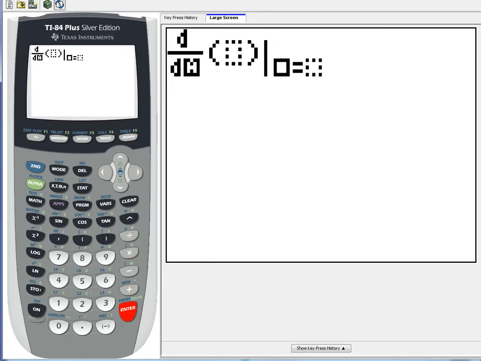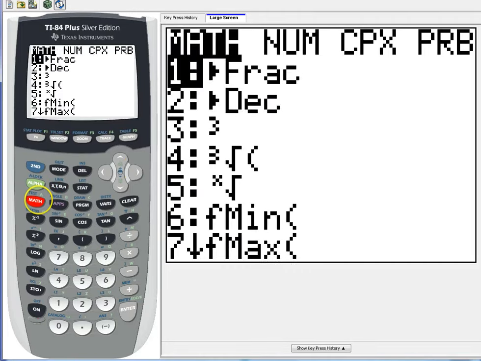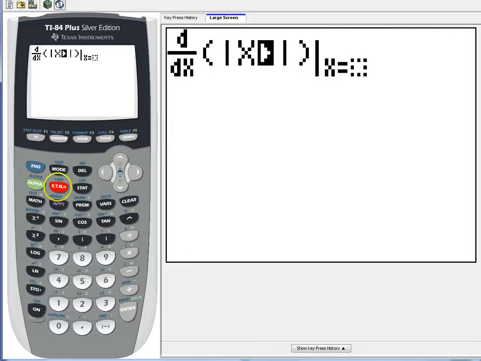Oh my goodness. So then we have to go back to the beginning of 3.1 where we talked about what this d dx is. d dx, that's what's supposed to be there. Take the derivative with respect to x. So it's got to be x. Well, what's my function? That's what we're going to put here as our function. It's the absolute value, so I'm going to go to math, number, absolute value, x.